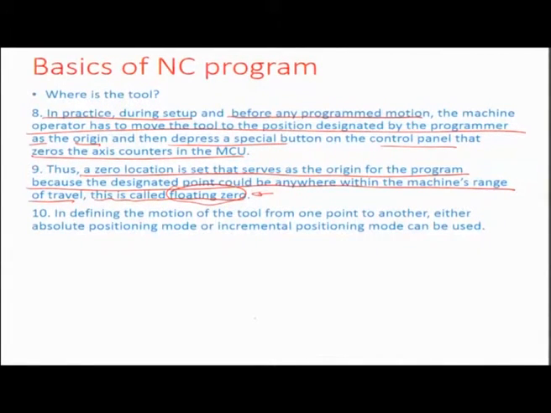So, based on this concept, in terms of defining the motion of the tool from one point to another, you have two broad modes which you could use. One is called the absolute positioning mode, which is in reference to a fixed zero, and the other is an incremental positioning mode, which is always in reference to the last position, which could then be treated as a floating zero for the next operation to take place. So, these are some basics which are needed for any NC programmer to start understanding.